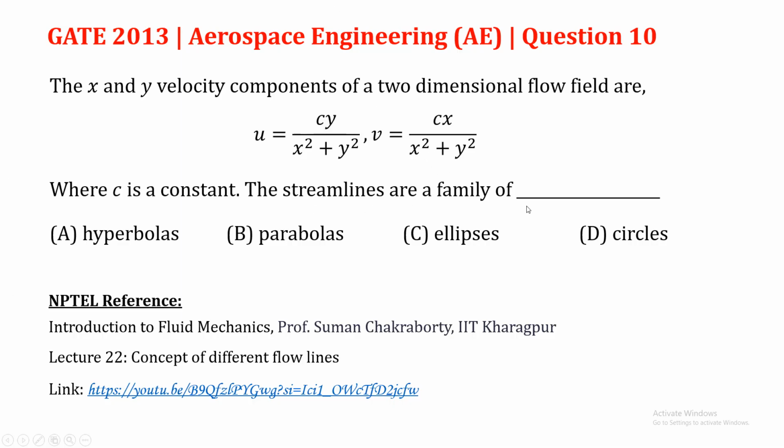And the streamlines are a family of dash. We have four options: hyperbolas, parabolas, ellipses and circles. We have been given the velocity component functions, and we have to find the equation for the streamline and check whether the streamline belongs to the family of parabola, hyperbola, ellipse or circle. Right, let's go and solve the problem.